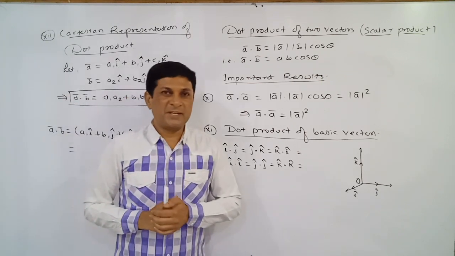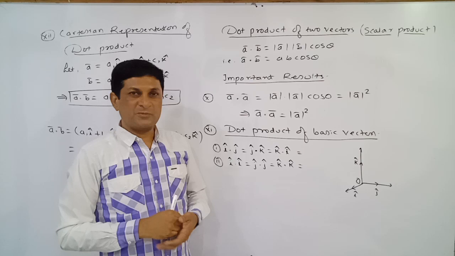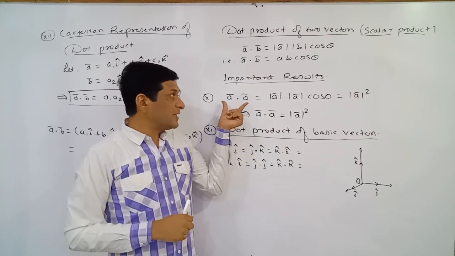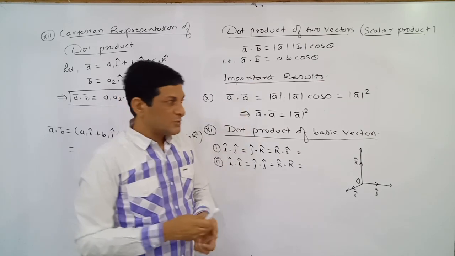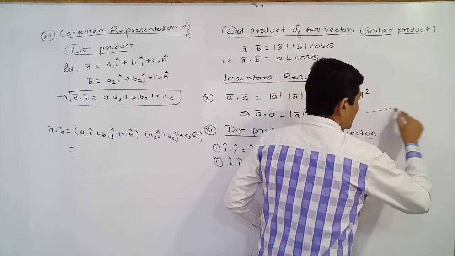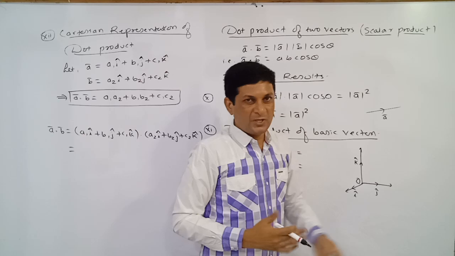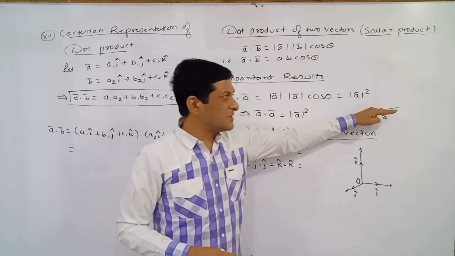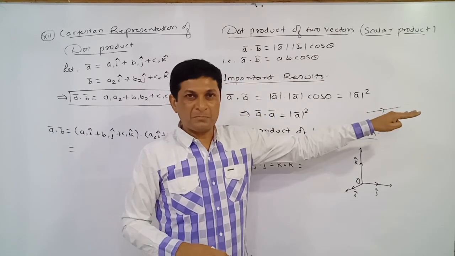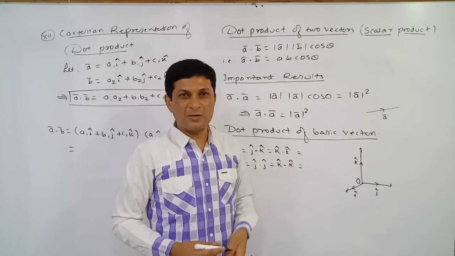Now see the next important result which you are getting from this definition. Here we are finding the dot product of two same vectors. So let us consider one vector here. Let A bar be one vector. Then the angle made by A bar with itself will be equal to 0 degrees, because here rotation is not there. A bar makes 0 angle with A bar.